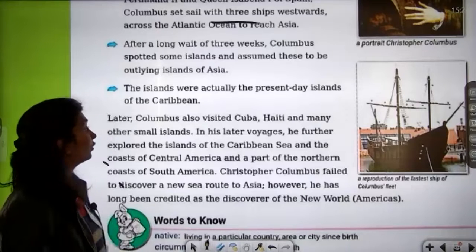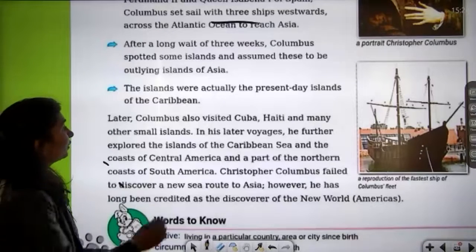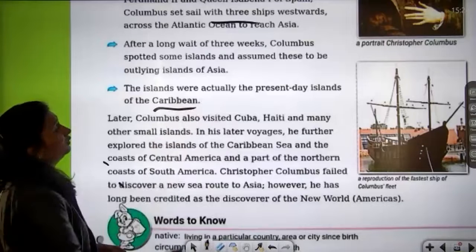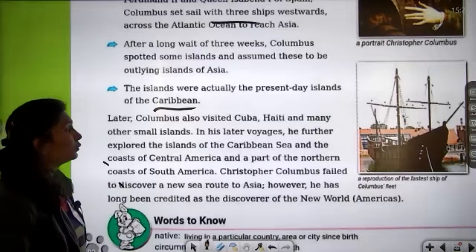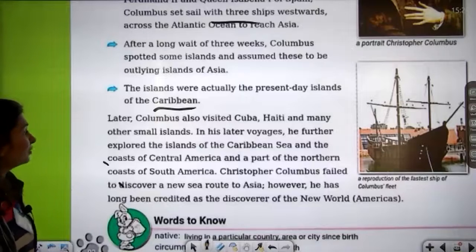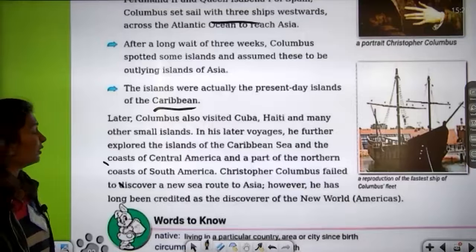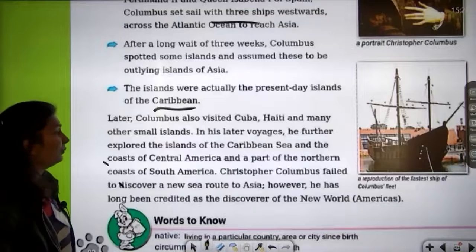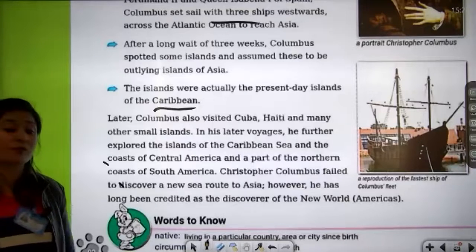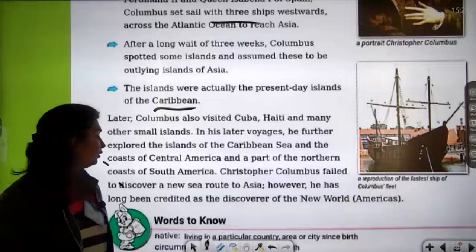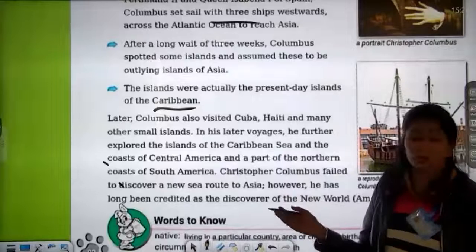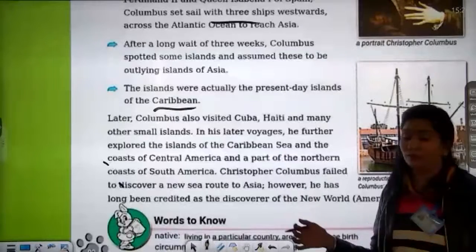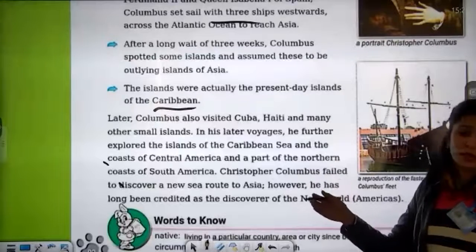These islands belong to the Caribbean. These were the Caribbean islands. The islands were actually the present day islands of the Caribbean. Yes. Later, Columbus also visited Cuba, Haiti, and many other smaller islands. In his later voyages, he further explored the islands of the Caribbean Sea and the coast of Central America and a part of the northern coast of South America. It means he was able to discover some parts of South America, Central America, North America, and some islands near around that.